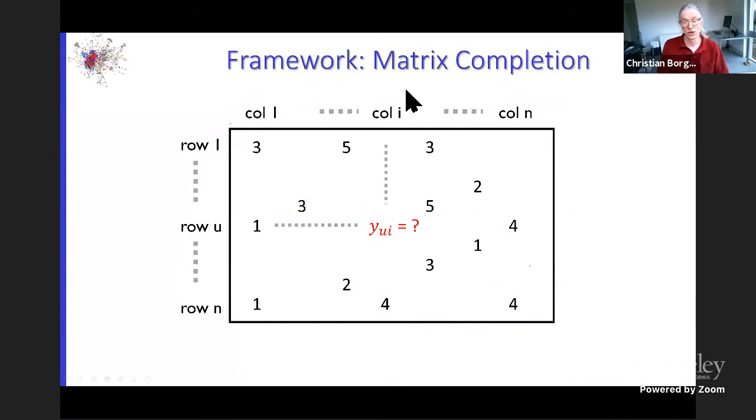So the framework is that of matrix completion. And in the background, we think that this was generated by, let's say this is a movie. So this movie has some features, and this row, which is the users, has some features as well. And then given these features, there will be some probability distribution on ratings. And you would like to learn the probability distribution from what you see here and then fill this in.